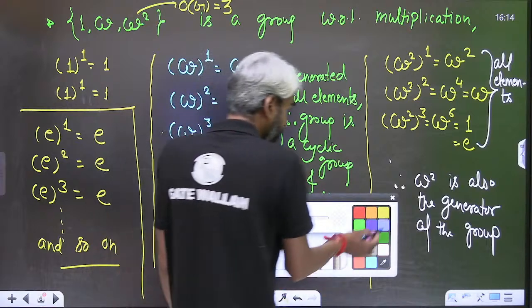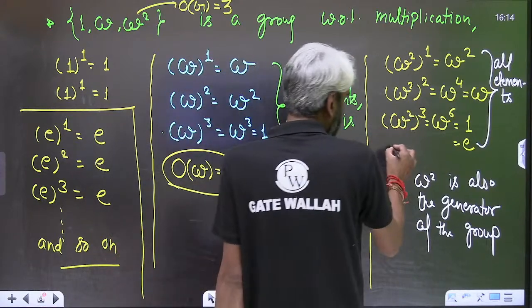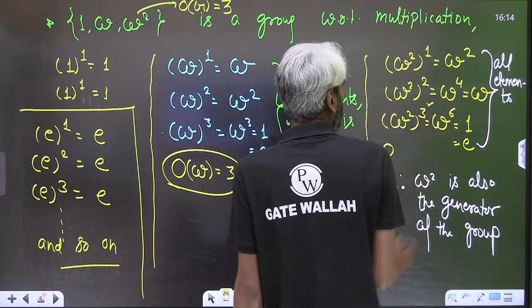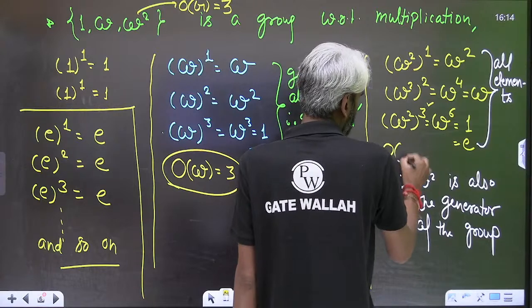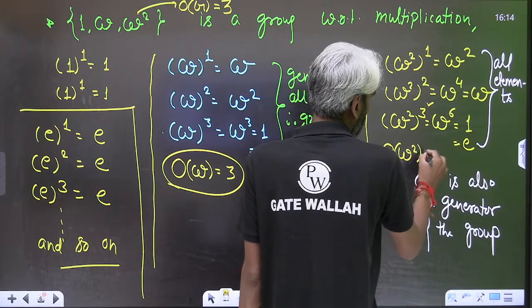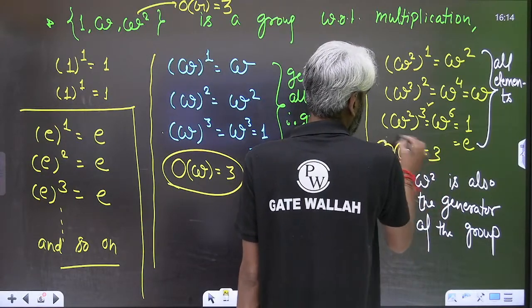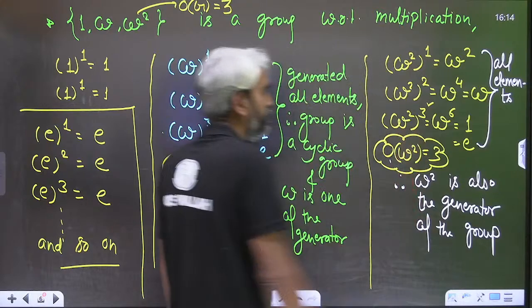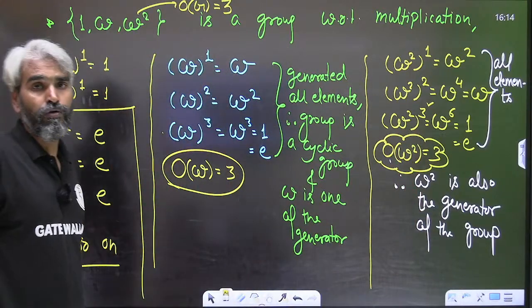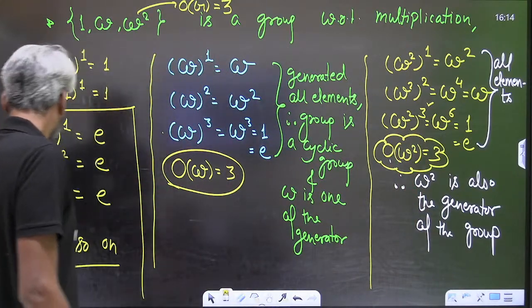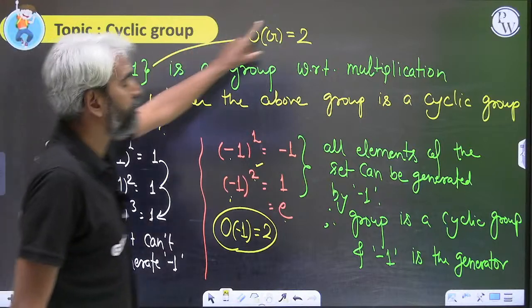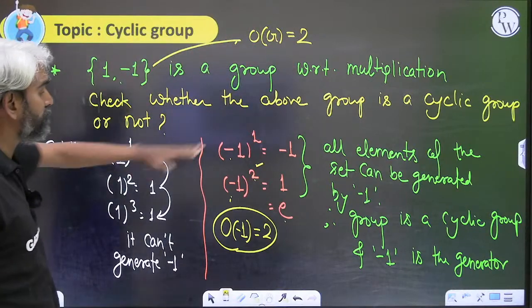Again, what is the order of omega square? For what power of omega square do we get the identity element? For power 3 of omega square we get the identity element. Therefore, the order of omega square is also 3. So in the previous case, the order of the group is 2 and minus 1 is its generator.